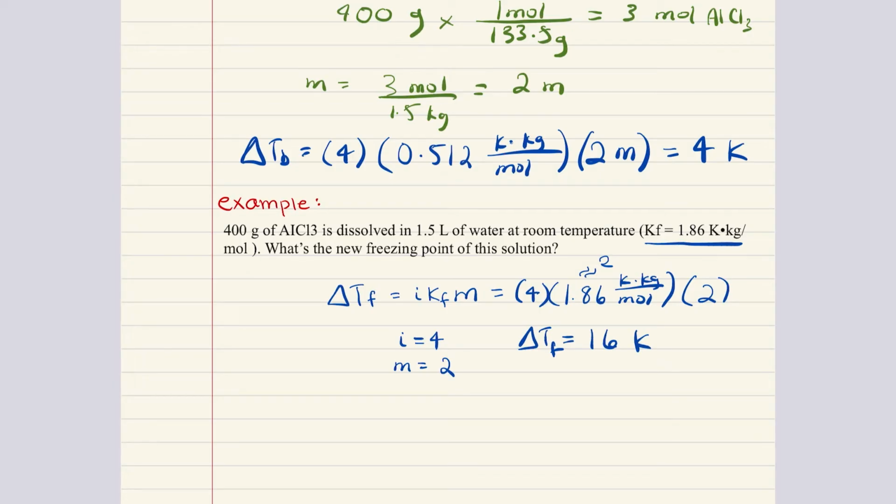Now, we're asked what is the new freezing point of this solution. We're dealing with a solution that has water. The normal freezing point of water is 273 Kelvin. The freezing point is going to be depressed or decreased by 16 Kelvin. So what we're doing here is 273 minus 16. That gives us 257 Kelvin. Or in other words, if you want to convert this to Celsius, that's going to be equal to minus 15 degrees Celsius. And that's how we solve this problem.